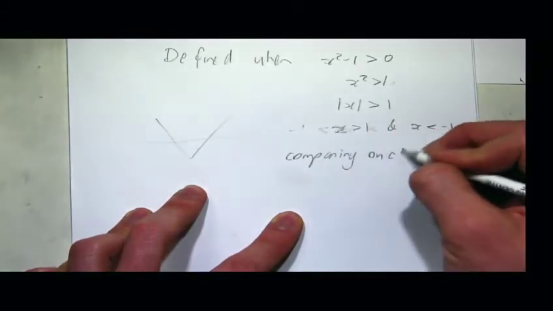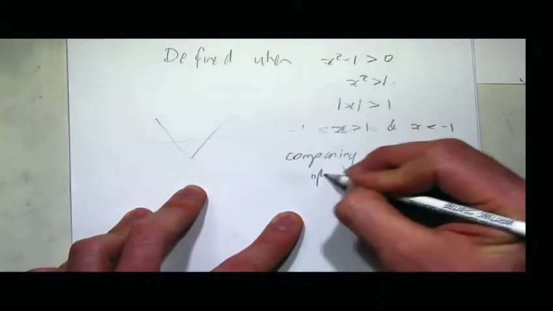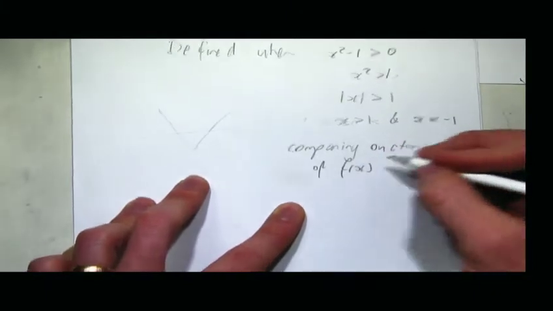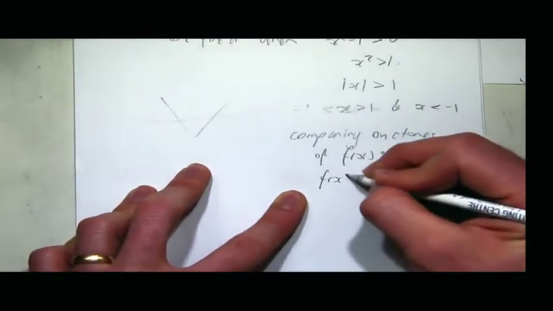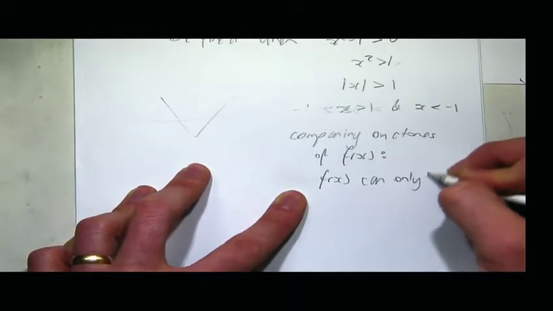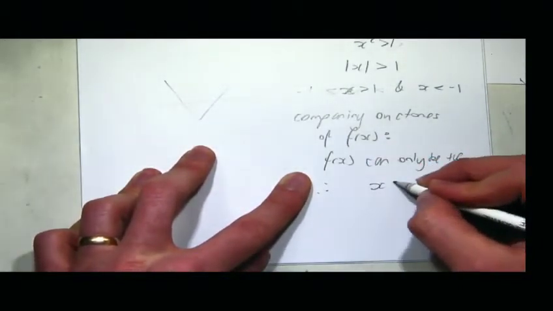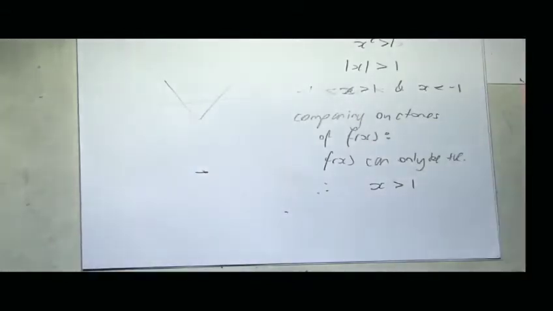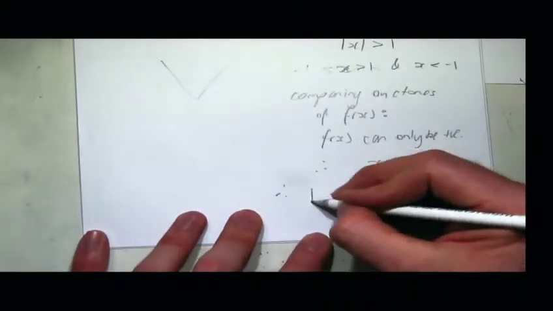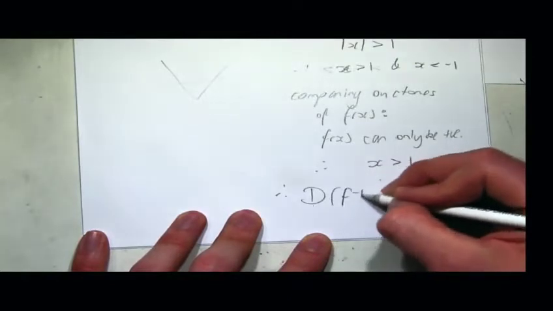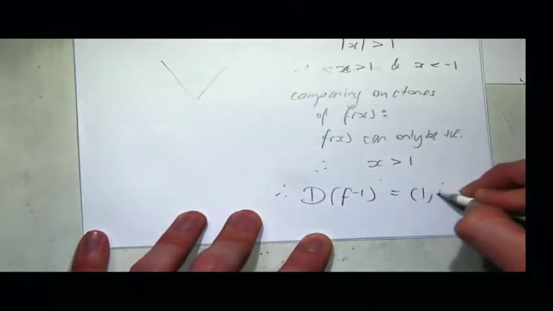Comparing outcome of f of x, it can only be positive, so therefore x has to be greater than 1 for this domain. So therefore the domain of f inverse is from 1 to infinity.